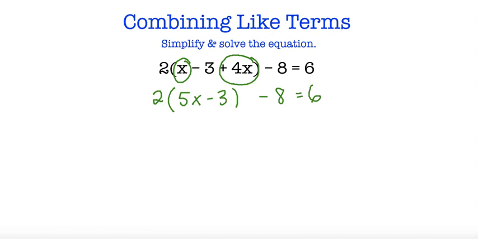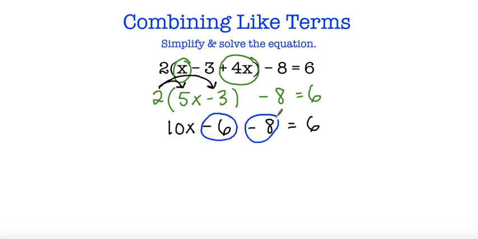So the next thing we could do is distribute. 2 times 5x is 10x. 2 times negative 3 is negative 6. Minus 8 is equal to 6. And now notice that on the left side we have like terms again. There are no like terms with the 10x, but I have a negative 6 and a negative 8.